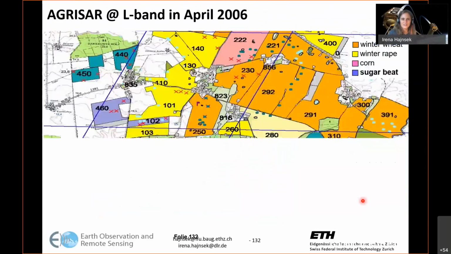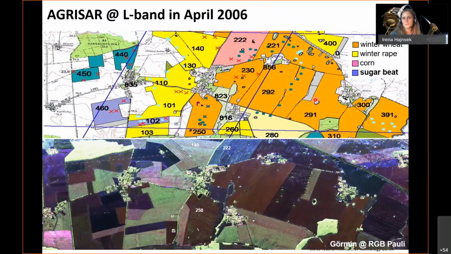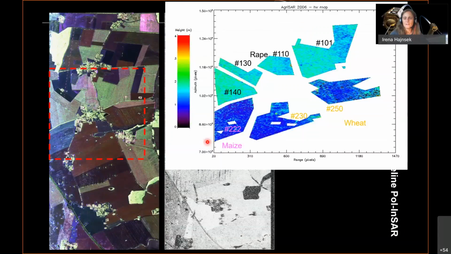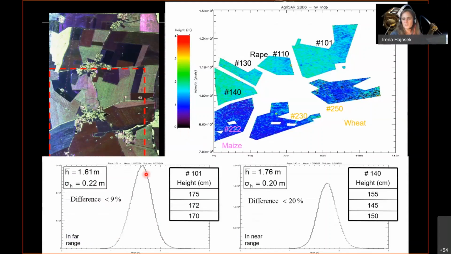I have another example from another test site, an airborne campaign, where we know exactly what the fields look like, what kind of crop we have there, and which height this crop has. What you see here is again the interferometric coherence. And here is the height of some of these fields that we investigated. Here we have ground measurements: people went out to the fields and did this height estimation of the fields.